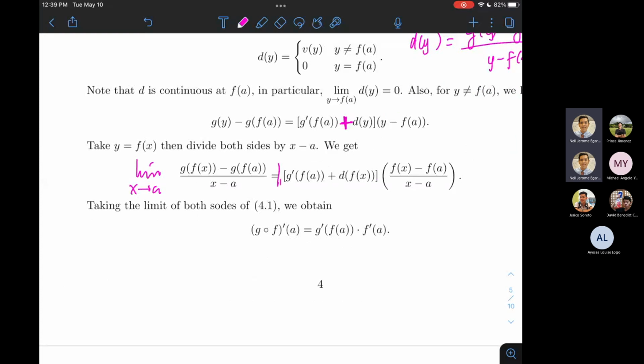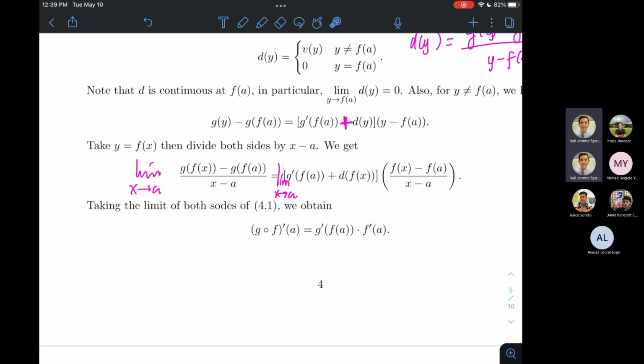Then I will take the limit of this as x approaches a. Now as x approaches a, this guy will approach g prime of f of a because this guy is a constant. The limit of a constant as x approaches any number is equal to the constant itself. So that is what remains there. Then the limit of v as x approaches a is equal to 0.